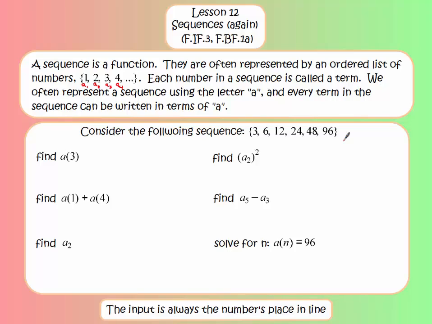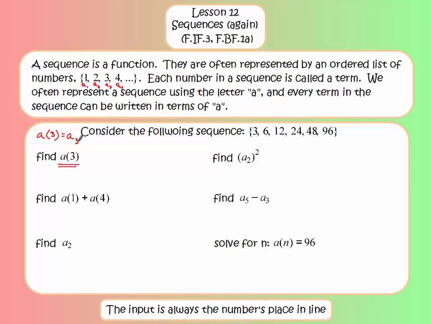We have this new notation. We're going to start using function notation also to represent the terms in a sequence. It means the same thing. In other words, A of 3 is the same thing as A sub 3. They're the same thing, just two different notations. We do want to be familiar with both of them.